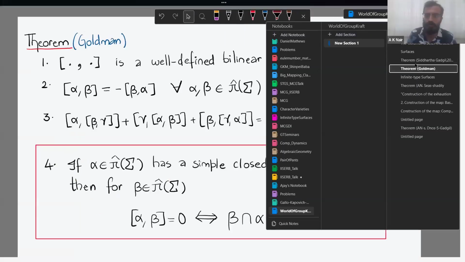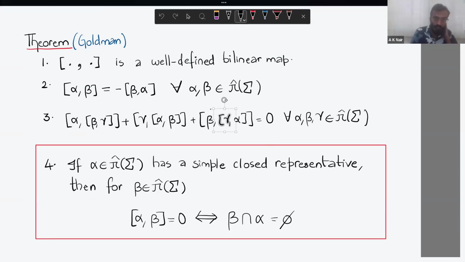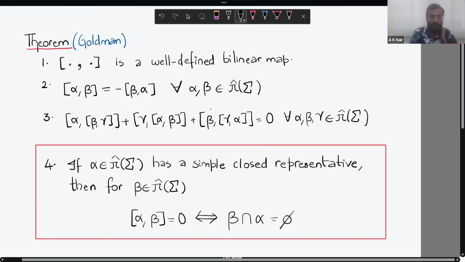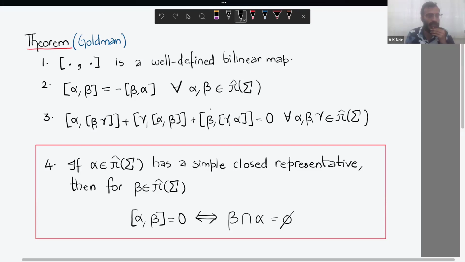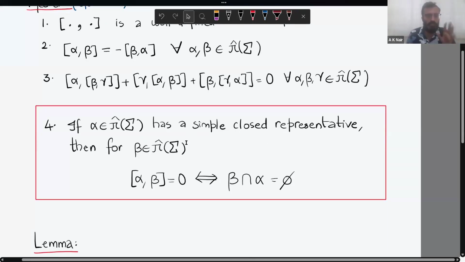So these are the properties of the Goldman bracket. It's skew symmetric. It satisfies the Jacobi identity. So this basically gives a Lie algebra structure on this Z algebra generated by free homotopy classes of closed curves. I'll not be proving all this. The main interesting property that Goldman proved is this fourth property that I have kept in a red box.